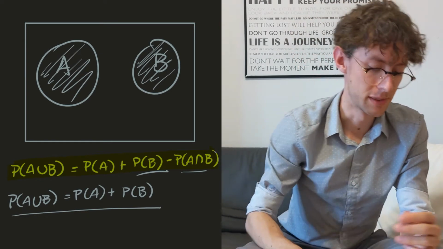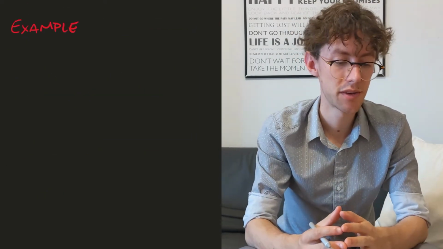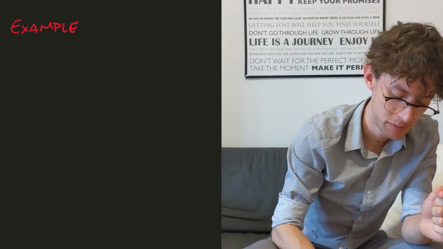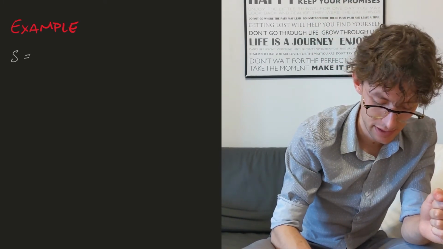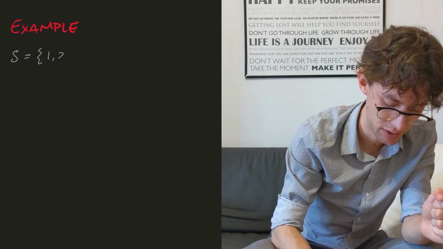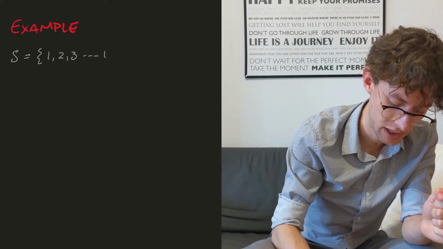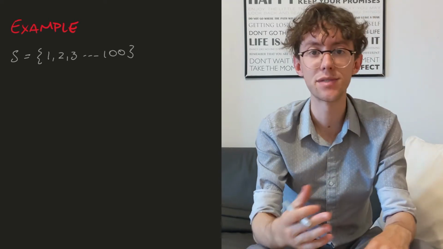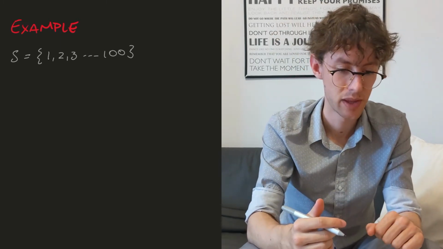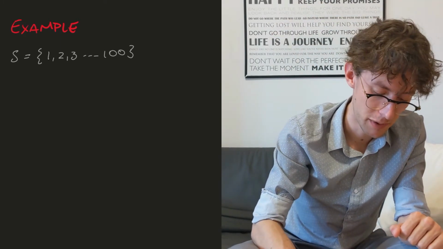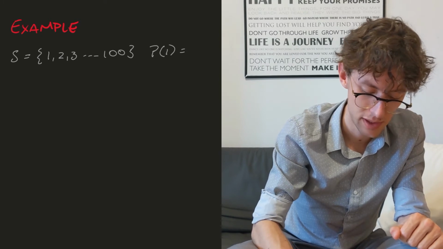Okay, let's look at some examples. Let's consider the first example, where you have a sample space S that is equal to 1, 2, 3, all the way to 100. So it has events 1 to 100. And we know that the probability of 1 is equal to 0.1.